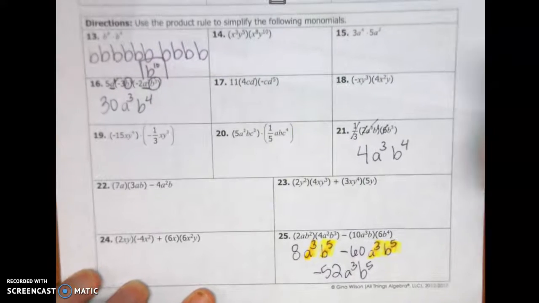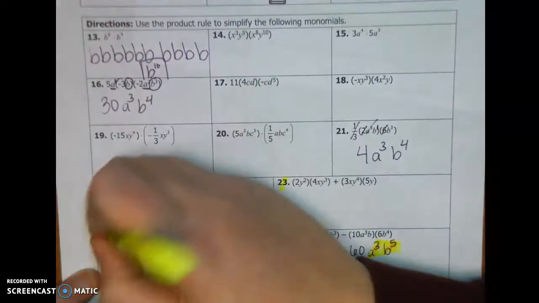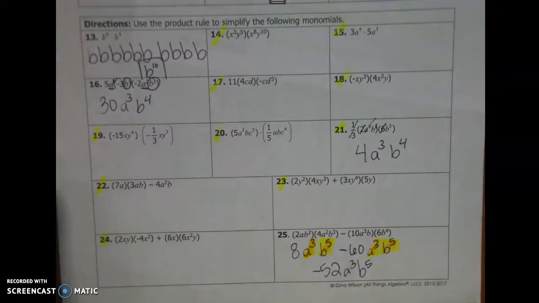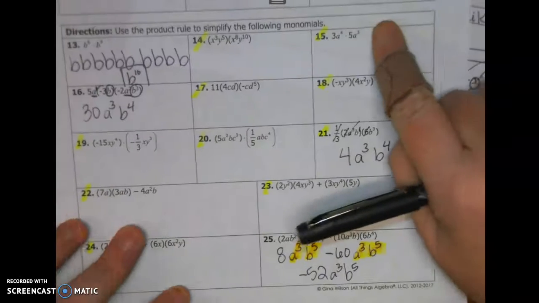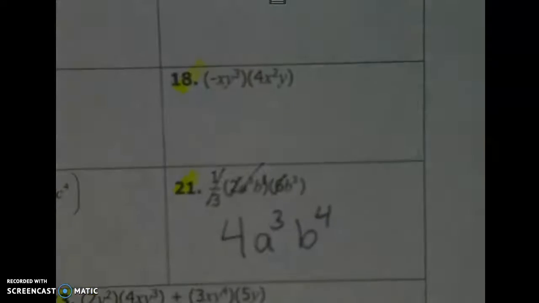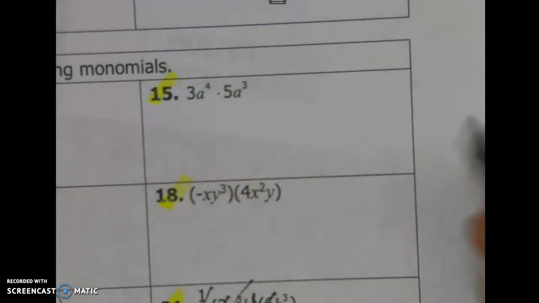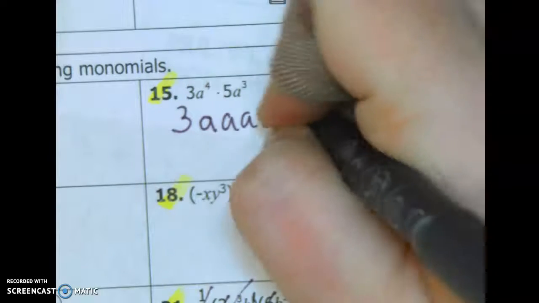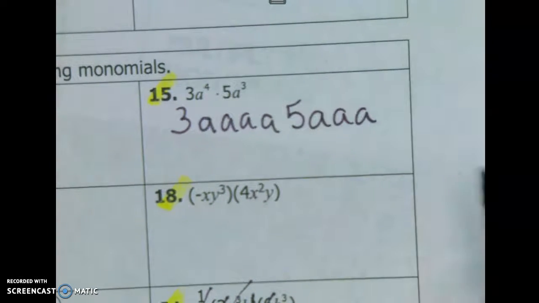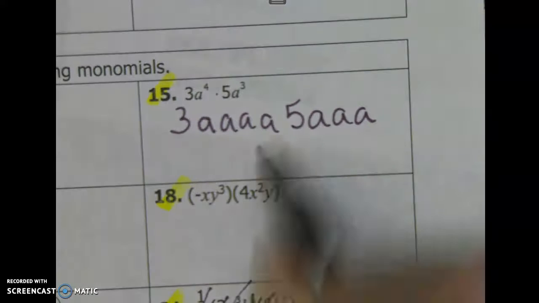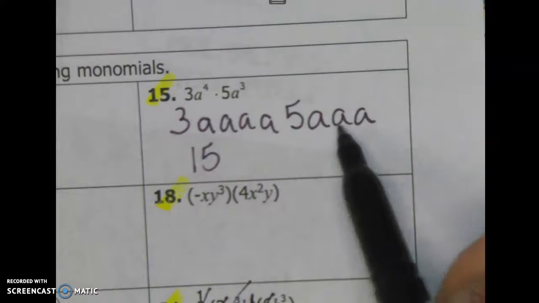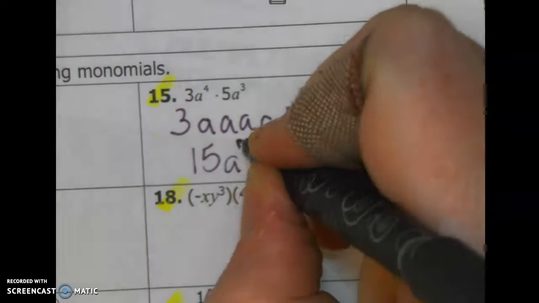So we did all of these in class. So I'm sorry, Sophia. I know it's going to feel like a lot. They go super crazy fast. Okay? I am going to work through number 15. Okay? Because I want you to see. We have 3A times 5A. Okay, well, I can multiply 3 and 5 together, and I get 15. And then how many A's do I have? 1, 2, 3, 4, 5, 6, 7. A to the 7.